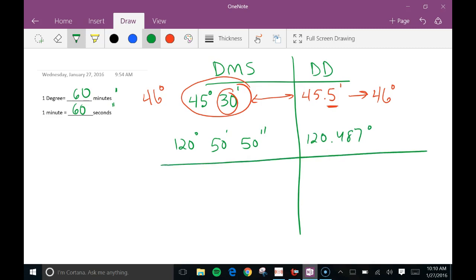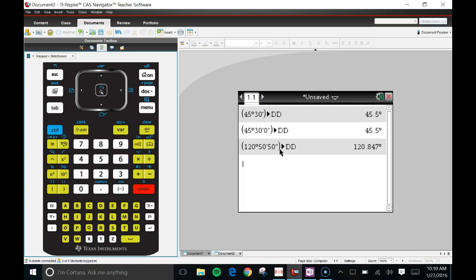Now let's go the other way. Let's say I start with 120.4 degrees, and I want to go to degrees, minutes, seconds. So I want to go the other way. Simply put, we're going to put in 120.4, and we need the degree symbol. So back to the pi button, we're going to do degrees.